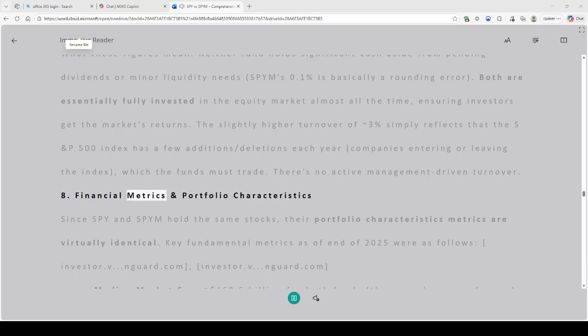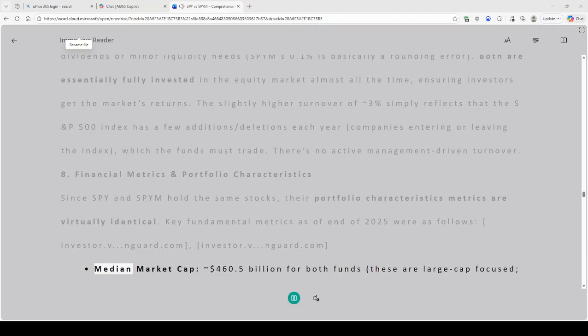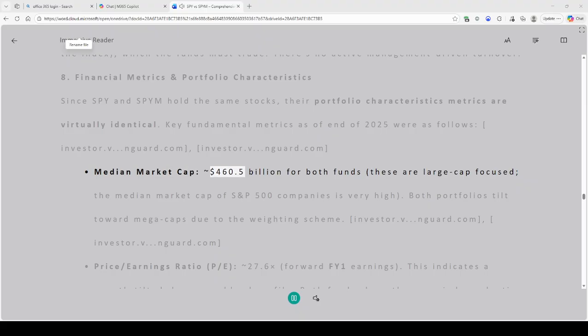8. Financial metrics and portfolio characteristics. Since SPY and SPYM hold the same stocks, their portfolio characteristics metrics are virtually identical. Key fundamental metrics as of end of 2025 were as follows: Median market cap, $460.5 billion for both funds. These are large cap focused. The median market cap of S&P 500 companies is very high. Both portfolios tilt toward megacaps due to the weighting scheme.